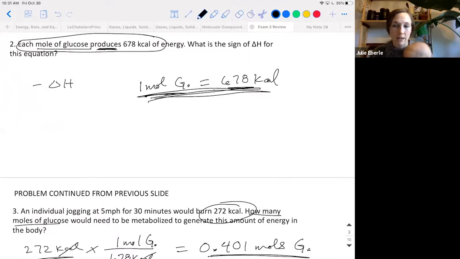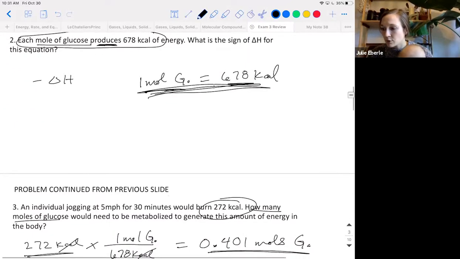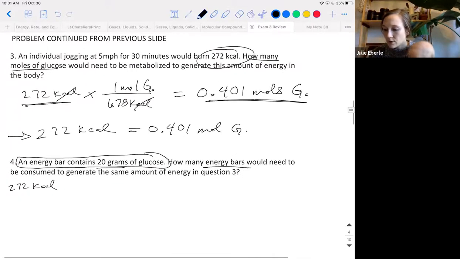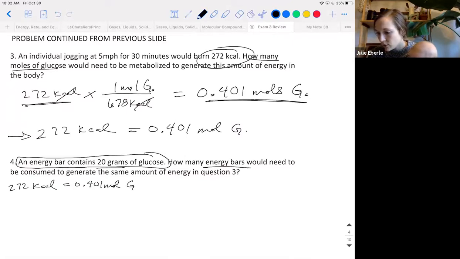If you were like, I don't know where to start with this problem, you could start either place. 1 mole is related to this amount of kcal of energy, or you could start right here. We know this equals 0.401 moles of glucose. And we know that 1 energy bar is equal to 20 grams of glucose.